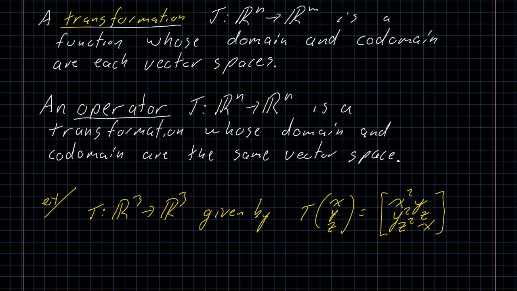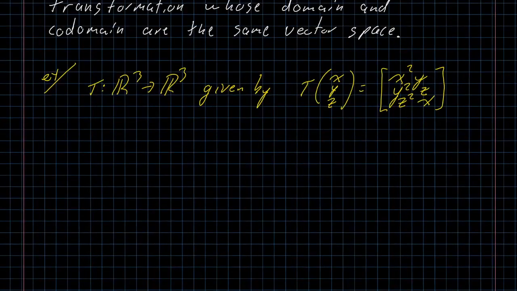All right. So here is a relatively straightforward transformation. It maps from the three-dimensional vectors to the three-dimensional vectors, so it is an operator. And I'll define it by the transformation on x, y, z gives you the vector x squared y, squared z, z squared x.